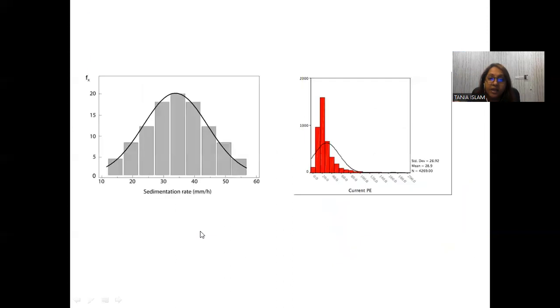Okay, like this one, you can see the data is normally distributed. This one is not that normally distributed, it's skewed.